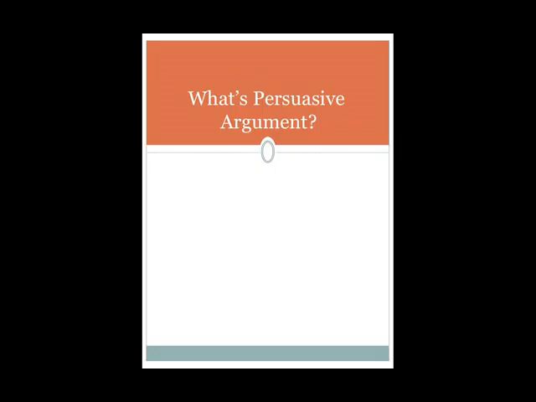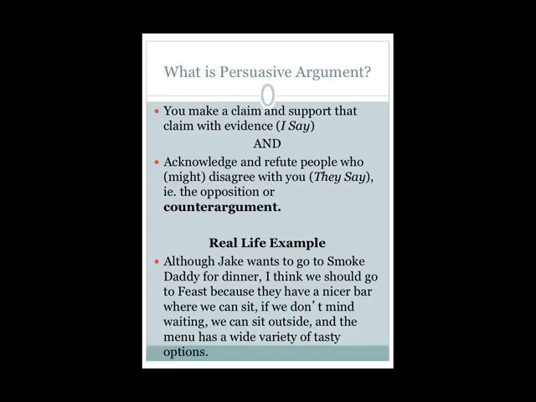So then, what's a persuasive argument? What's the difference? Well, with a persuasive argument, you still have your claim or your main argument, and you support that claim with evidence, just like the regular argument, and that equates to the I say in they say, I say. But you also acknowledge and refute the people who might disagree with you. So that equates to the they say in that equation. So in a persuasive argument, you not only talk about yourself, but you have the opposition as well. You have your counter argument.